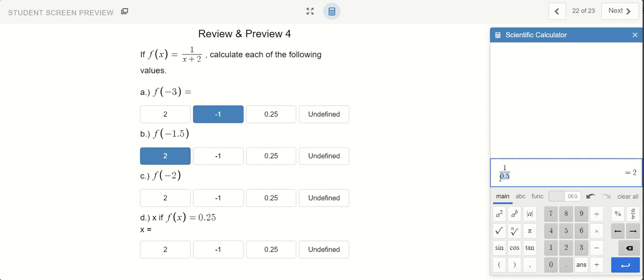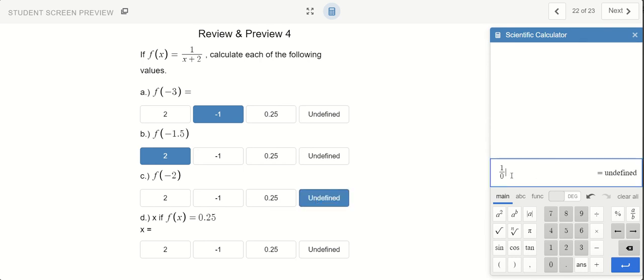All right, let's try the next one. This time I'm plugging in negative 2 into the equation. So instead of x, I'm going to replace that with negative 2. All right, negative 2 plus 2, those are going to cancel out, leaving me with 0. And can I divide by 0? Can I take a number and divide it by 0? Not really, right? So that's going to be undefined.